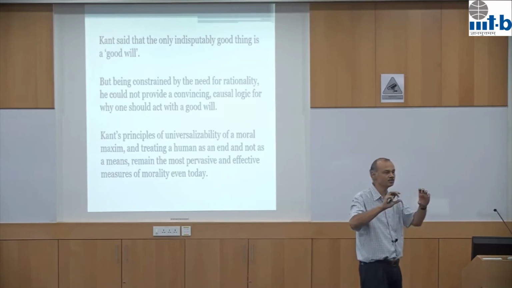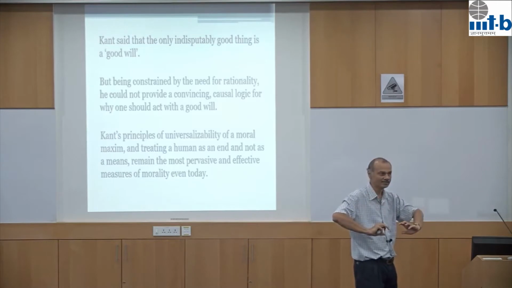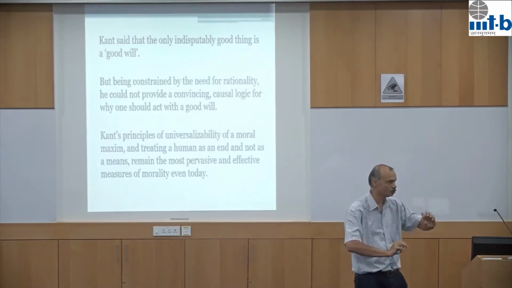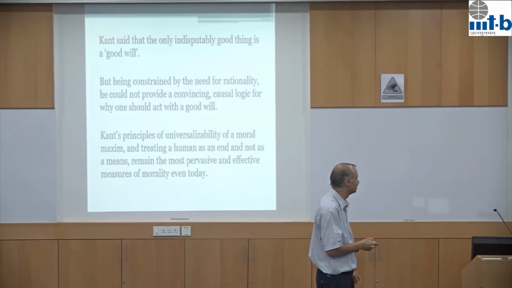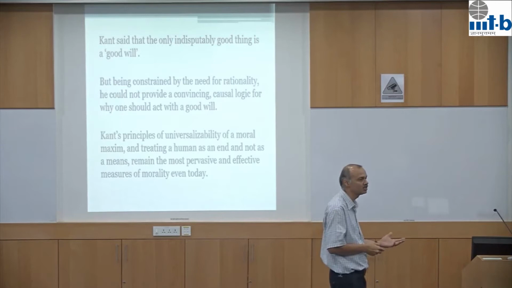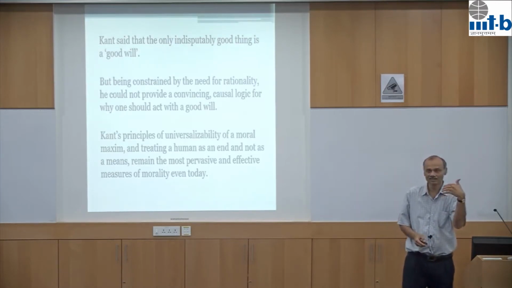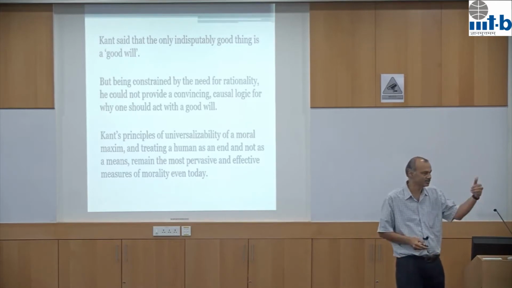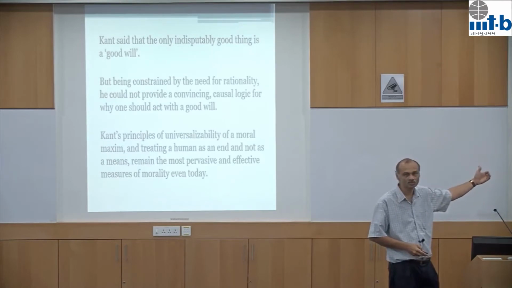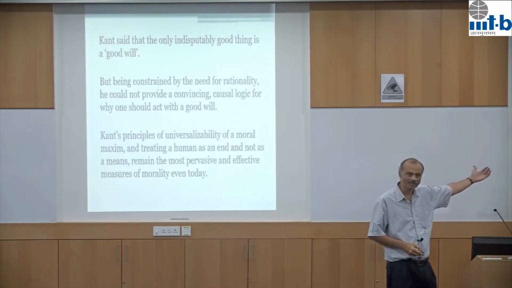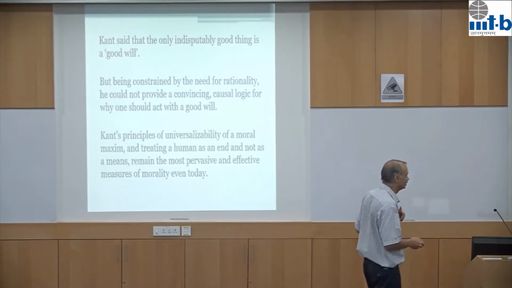So that principle of universalizability is a very powerful, profound principle that still gets applied today to evaluate the validity of a moral maxim. The other is treating a human as an end and not as a means, or the basic human dignity. So slavery, child labor, etc., are immoral because each human being has innate dignity. And this was first most articulately stated by Kant, and it remains today.